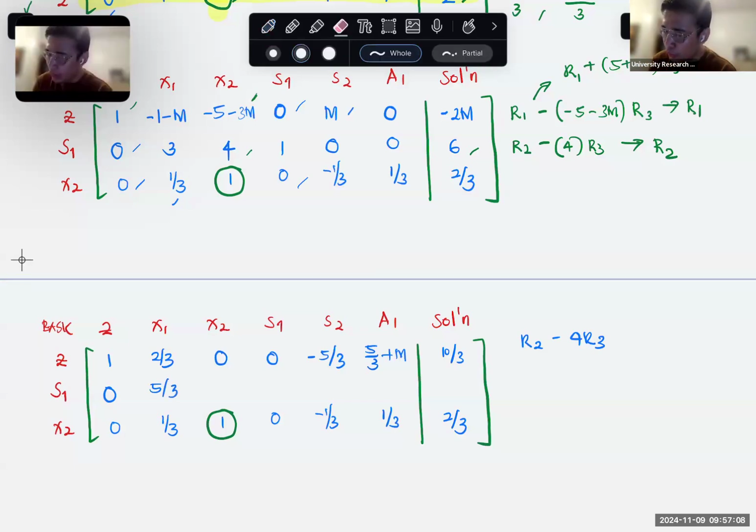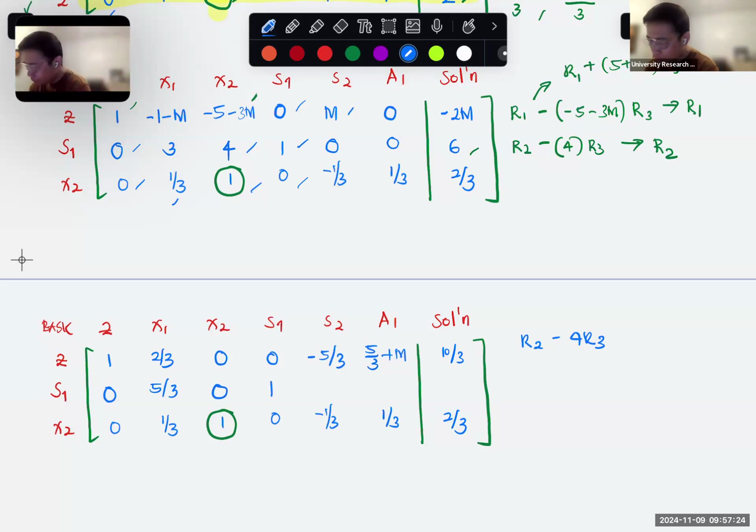Tapos dito naman, so 4 minus 4 times 1, that is 0. And then we have 1 minus 4 times 0, it's 1. And next we have 0 minus 4 times negative 1/3, so that would become positive 4 over 3.